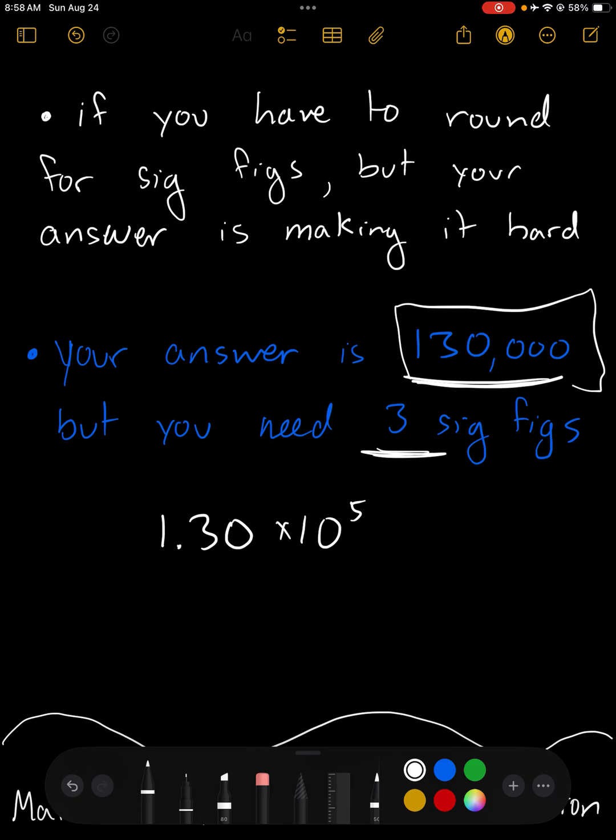And in that way, I've created a number with 3 significant figures, because if we were to just look at 1.30 and evaluate it for sig figs, you would say that there are 3 sig figs in that number. And we have accounted for the magnitude of the number by writing it in scientific notation. So that can be another reason to write things in that notation.